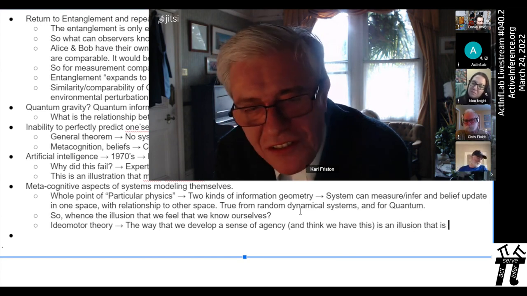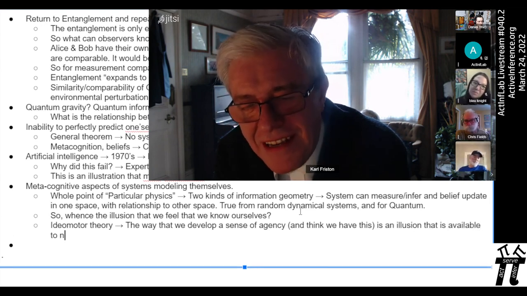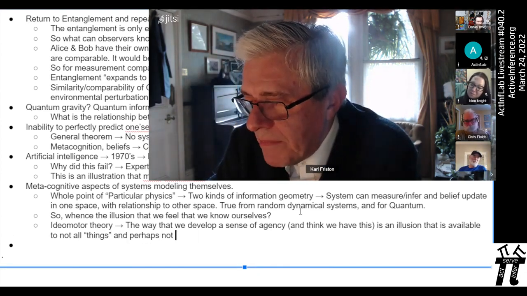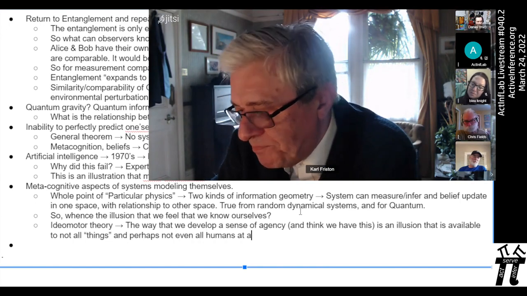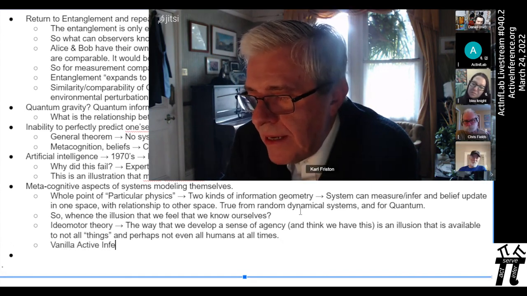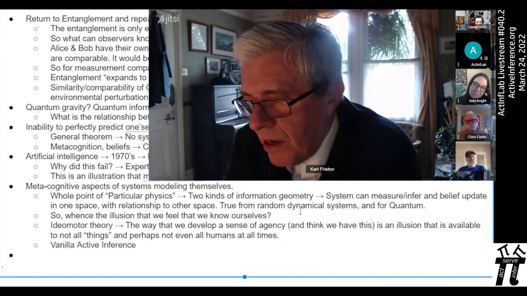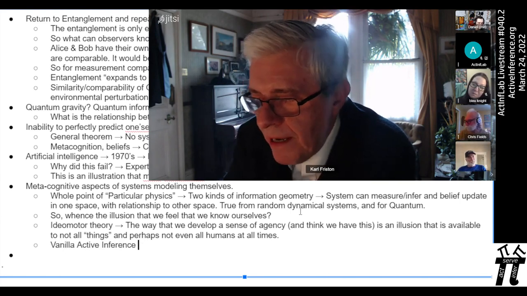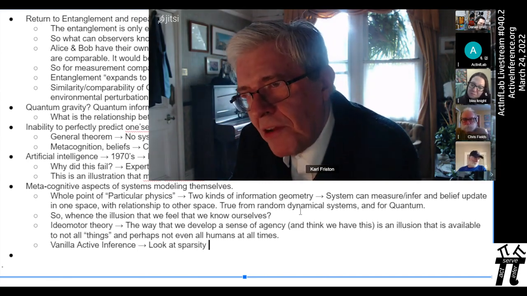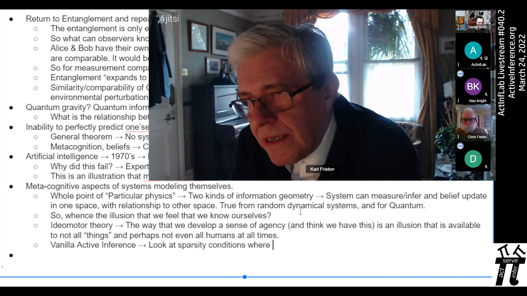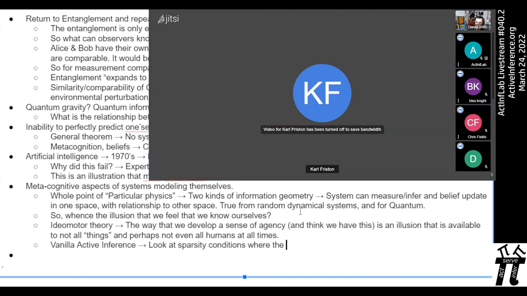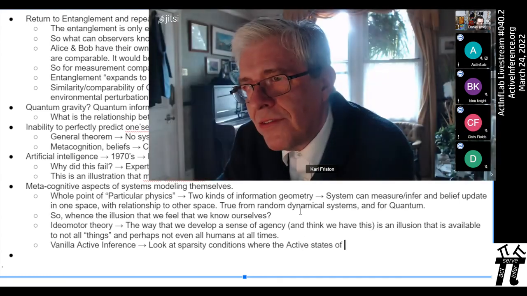The example that I'd literally in the past day just written down in a didactic way was that if you just take vanilla active inference under a Markov blanket, and then you look at particular kinds of sparsity structures where the active states of the Markov blanket, or the holographic screen, are hidden from the internal states. So these are special kinds of systems that have a particular sparsity, where the active states of the Markov blanket become hidden from the internal states.